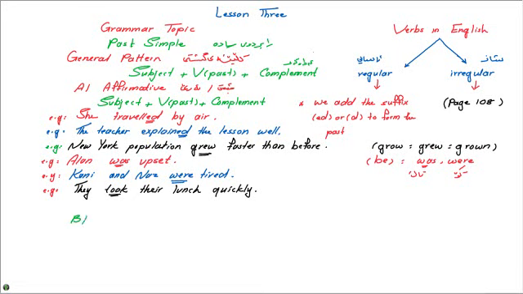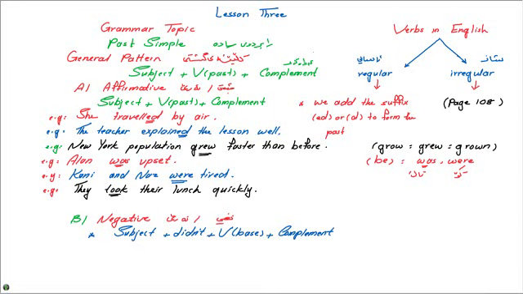B. We have the negative form. Here we have the following rule. Subject didn't plus verb base plus complement.